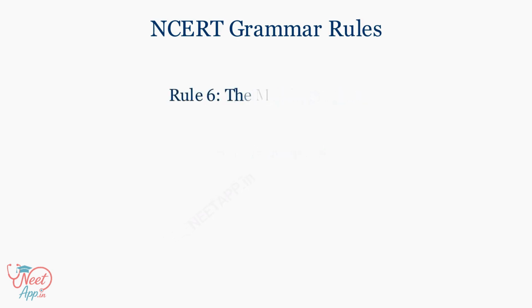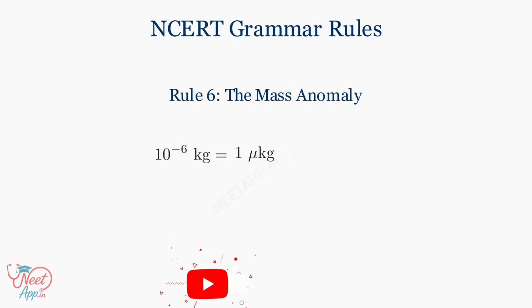And finally, the mass anomaly. The SI unit for mass is the kilogram. Since it already has the prefix kilo built in, we do not stack prefixes on it. 1 millionth of a kilogram is a milligram, not a microkilogram.